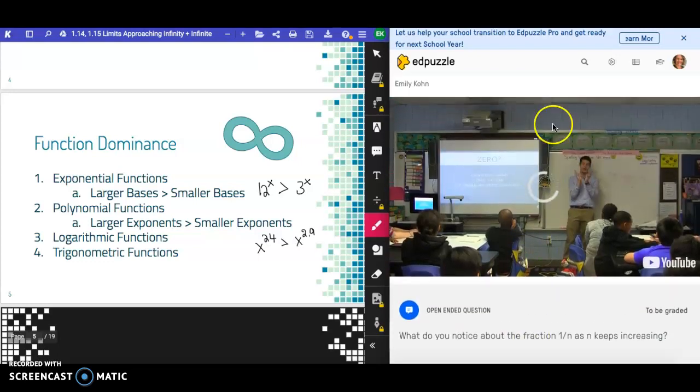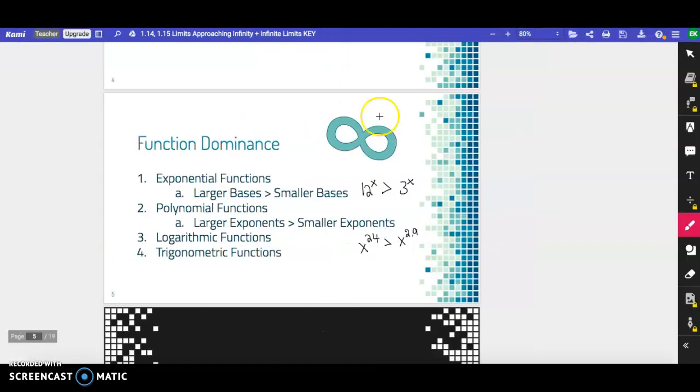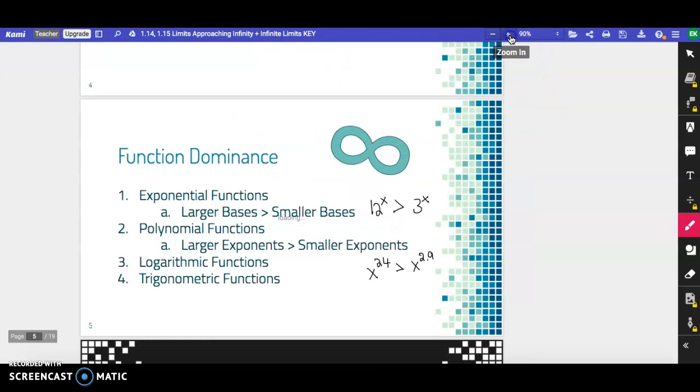Okay, and that's where we're actually going to stop the Edpuzzle video, and I want to go and do a couple of problems practicing these concepts. So I'll go ahead and zoom in here.